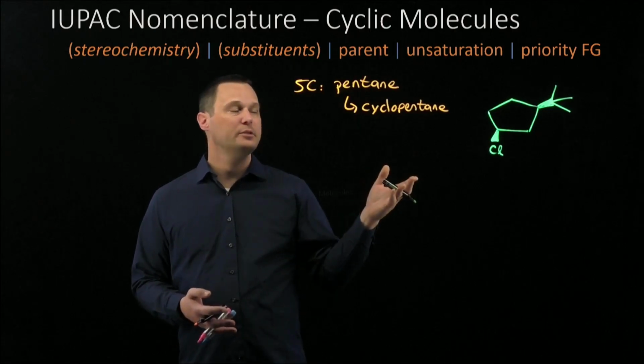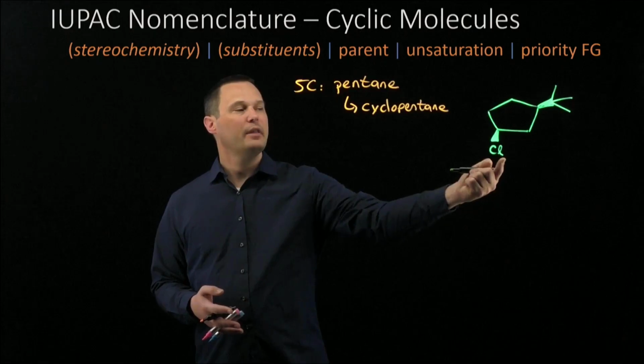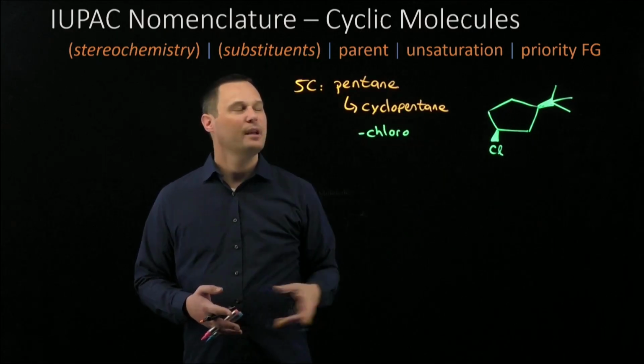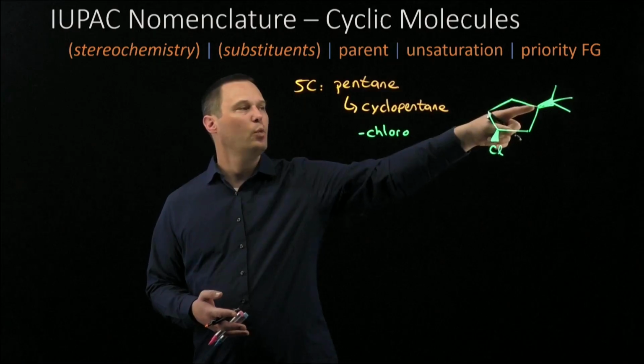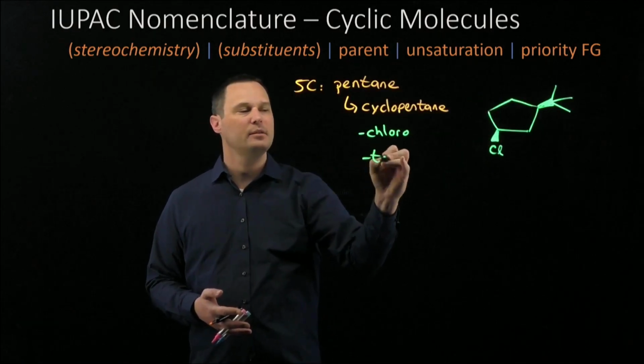Next, we're ready to list the substituents, even though we haven't quite figured out where they are yet. For halogens, we take the name of the halogen and add O to the end, so somewhere we have a chloro substituent. And the 4-carbon alkyl chain has 1 carbon with 3 methyl groups sprouting off of it. We need to recognize that as the t-butyl substituent.